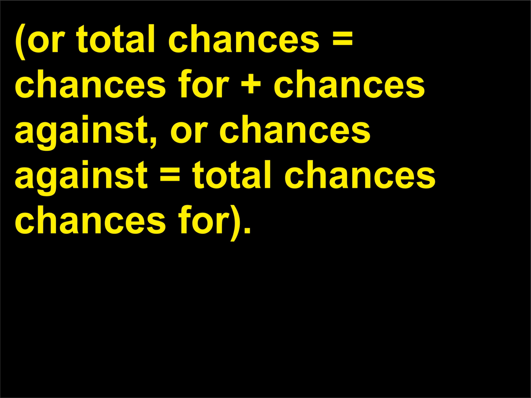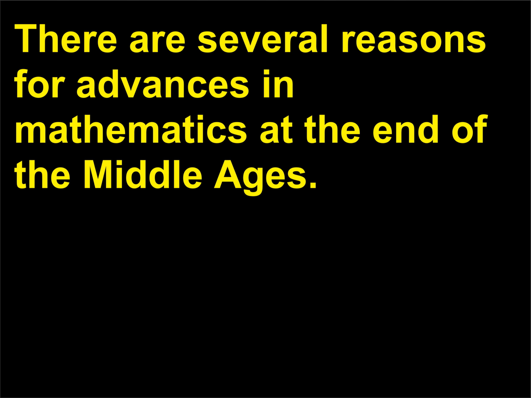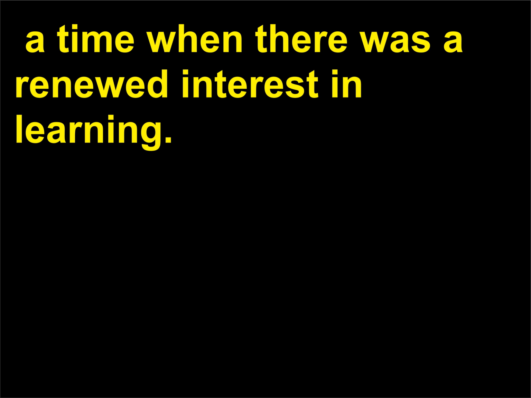What were the major reasons for 16th century advances in European mathematics? There are several reasons for advances in mathematics at the end of the Middle Ages. The major reason, of course, was the beginning of the Renaissance, a time when there was a renewed interest in learning.